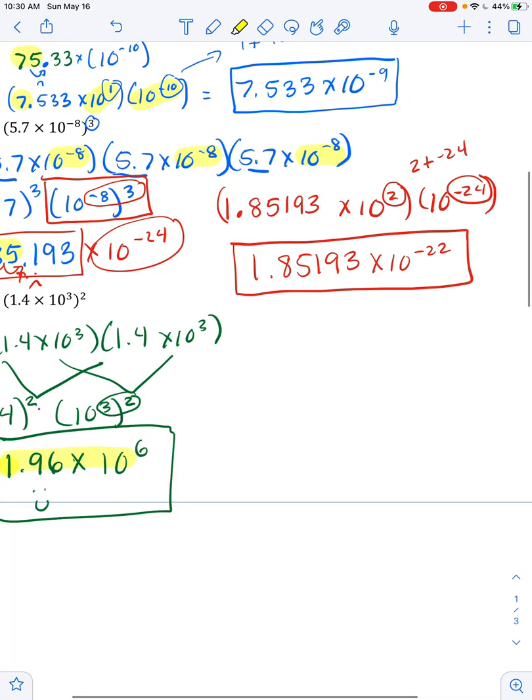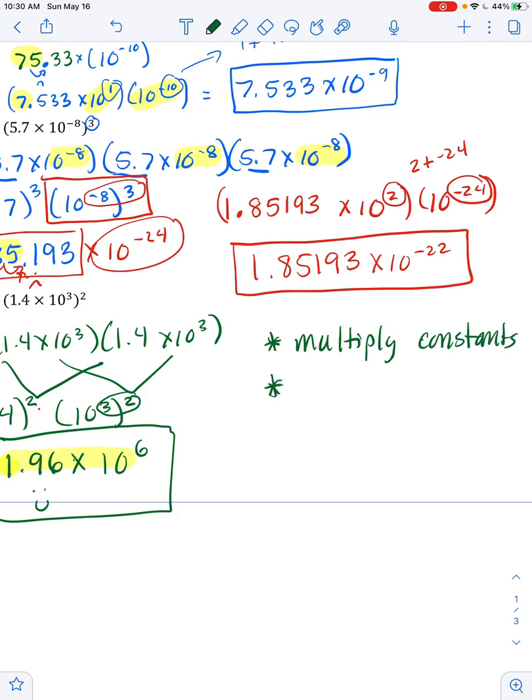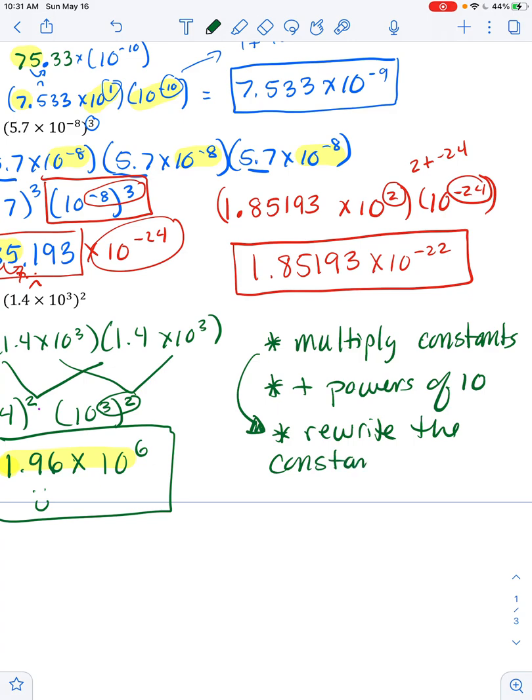So generally speaking, you want to multiply the regular numbers. So you're going to multiply the constants. Then you're going to do the powers of 10, right? So you need to add the powers of 10. But then you might need to rewrite your constant. So you might have to rewrite your constant in scientific notation. And then lastly, you would recombine the powers of 10 again.